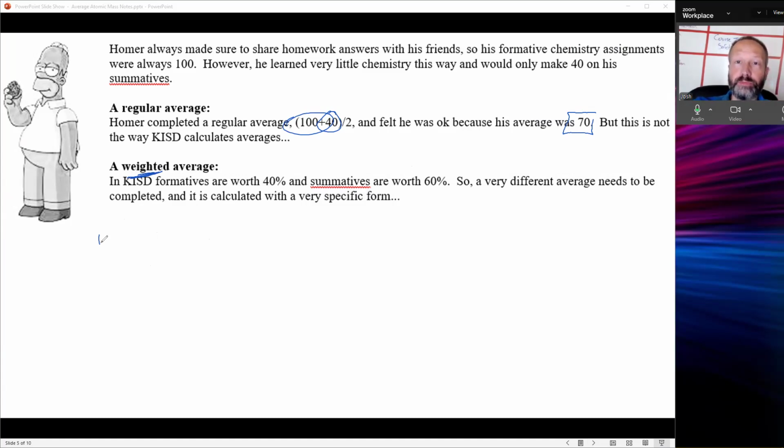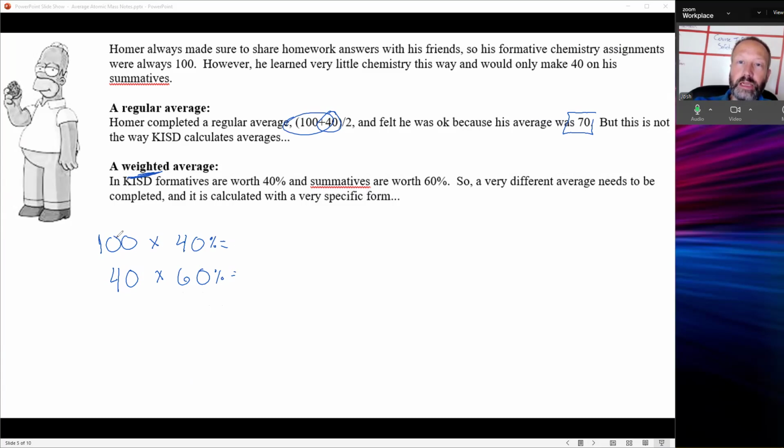Let me show you the formula. I'm going to take the grade. So for formatives, it's 100, and I'm going to multiply it by the percentage. And I'm going to take the grade for the summatives, which was 40, and I'm going to multiply it by the percentage. That's all I'm doing. And you can have the little percent signs there if you want, but those don't really matter.